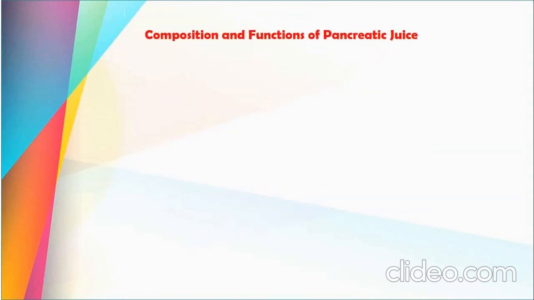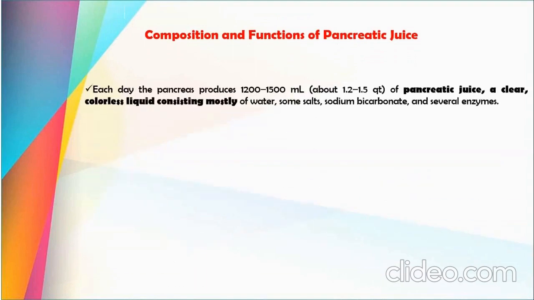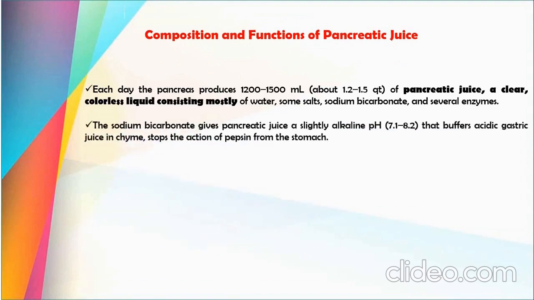Next one is composition and function of pancreatic juice. Each day the pancreas produces 1200 to 1500 ml of pancreatic juice, a clear, colorless liquid consisting mostly of water, some salts, some bicarbonate and several enzymes. The sodium bicarbonate gives pancreatic juice a slightly alkaline pH of 7.2 to 8.2 that buffers acidic gastric juice in chyme, stops the action of pepsin from the stomach, and provides the proper pH for the action of digestive enzymes in the small intestine.